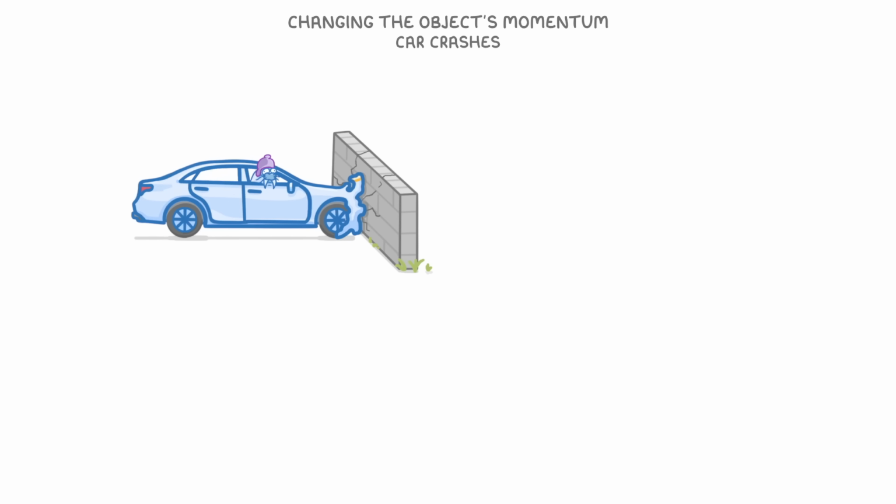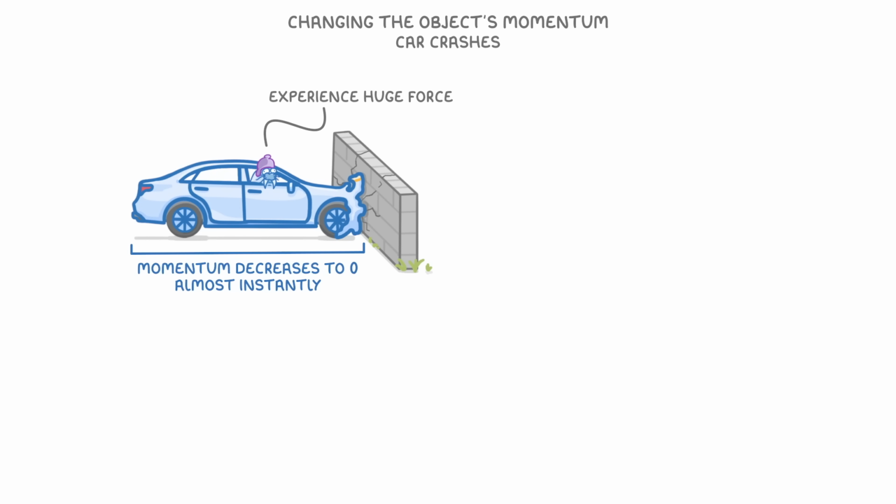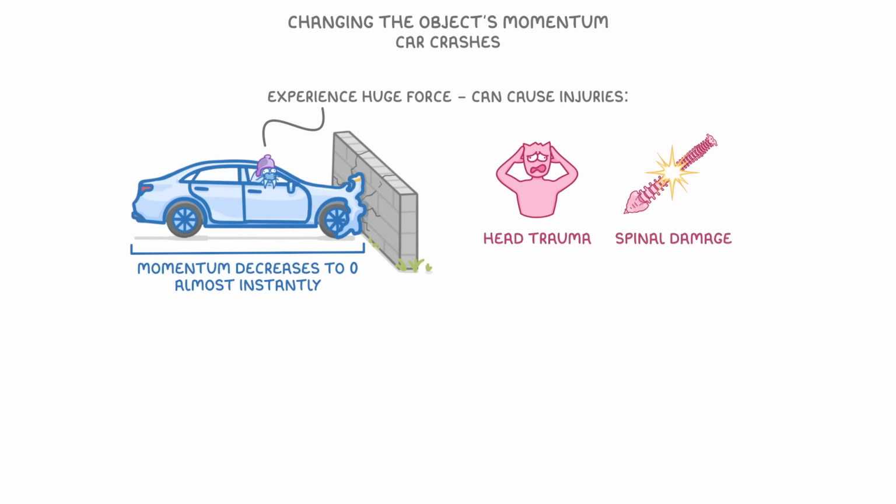Now, one area where this stuff is really important is during car crashes. If somebody travelling in a car collides with a brick wall, then their momentum is going to decrease to 0 almost instantly. This massive change in momentum means that any people inside the car will experience a huge force, which can cause injuries like head trauma or spinal damage.